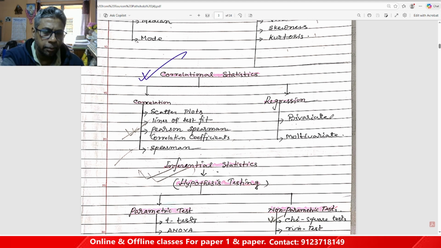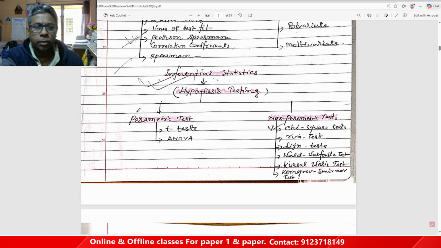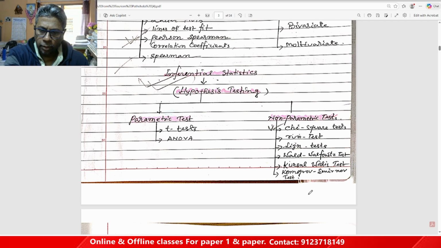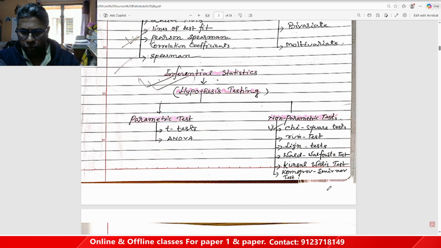Correlation means basically a scatter plot, line of best fit, Pearson's correlation, Spearman correlation; regression, bivariate and multiple. And in inferential statistics, hypothesis testing is based on parametric tests and non-parametric tests. The famous parametric tests are the t-test and ANOVA, and non-parametric tests are the chi-square test, run test, sign test, Kruskal-Wallis test, and Kolmogorov-Smirnov test.